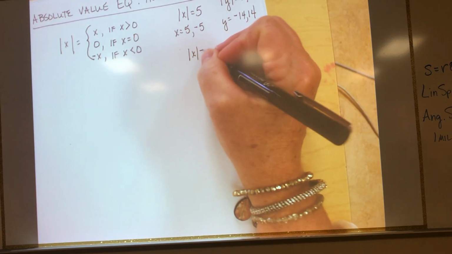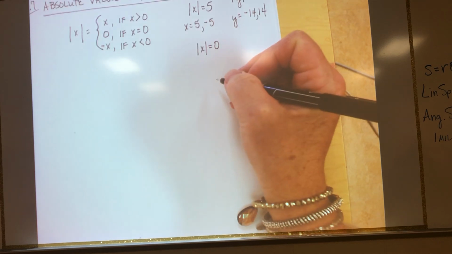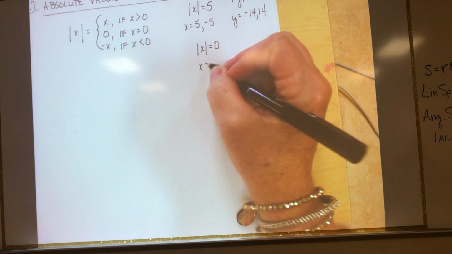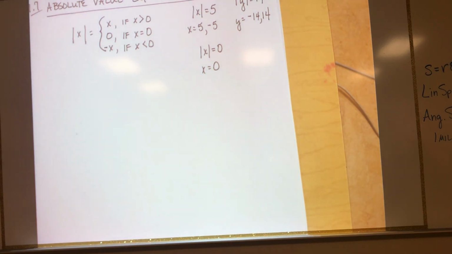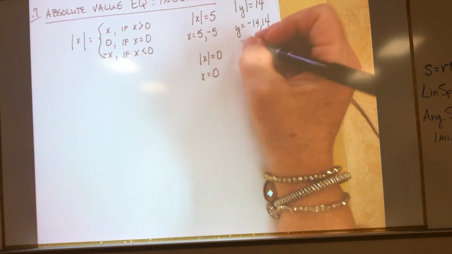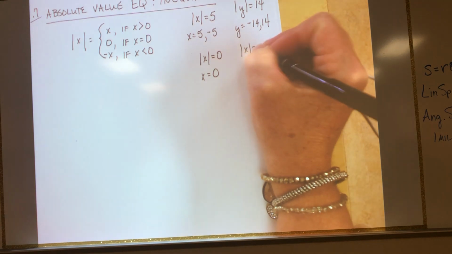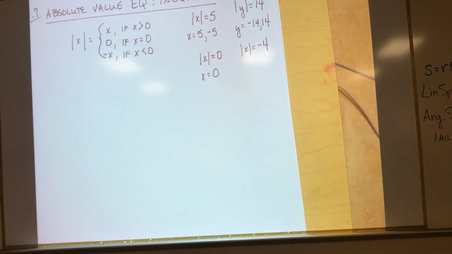The absolute value of x is equal to 0 when? When x is equal to what? Zero. That's not 2 answers, that's just 1. Okay? What about this one? Absolute value of x is equal to negative 4.